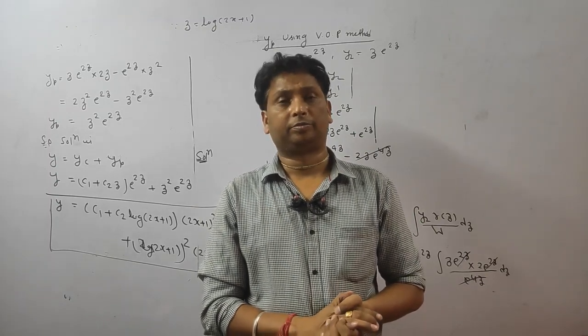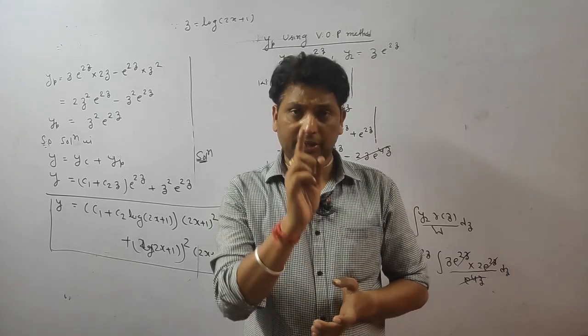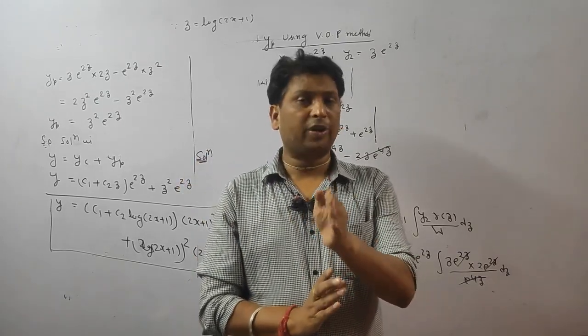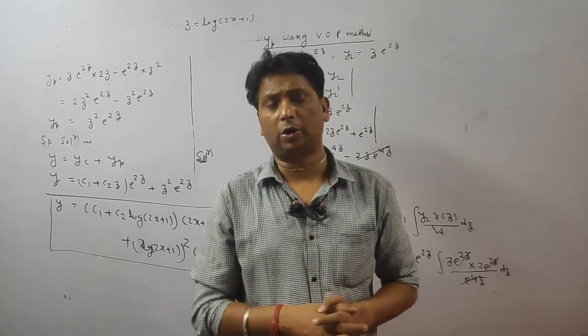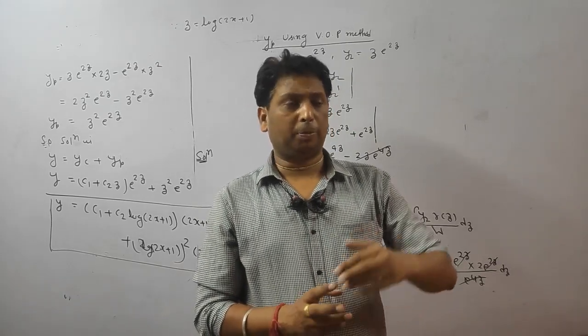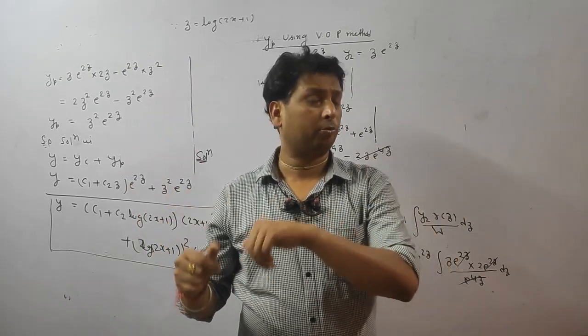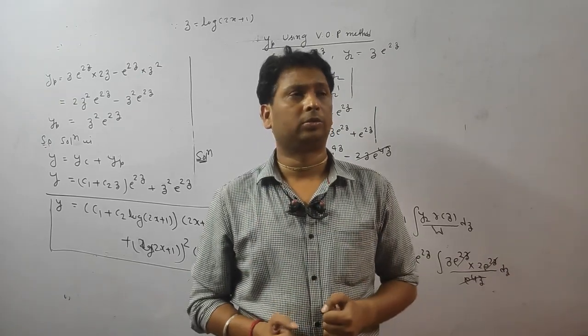Y. Ax plus b y dash, that you have to replace by a d1y. So whatever coefficient of x is there, that a, just you put outside. So in place of y double dash, you have to put a square. In place of y dash, you have to put a. Please keep in mind. Nothing is there.